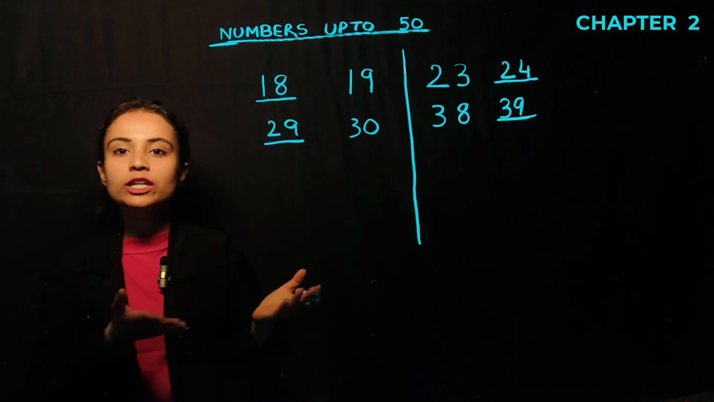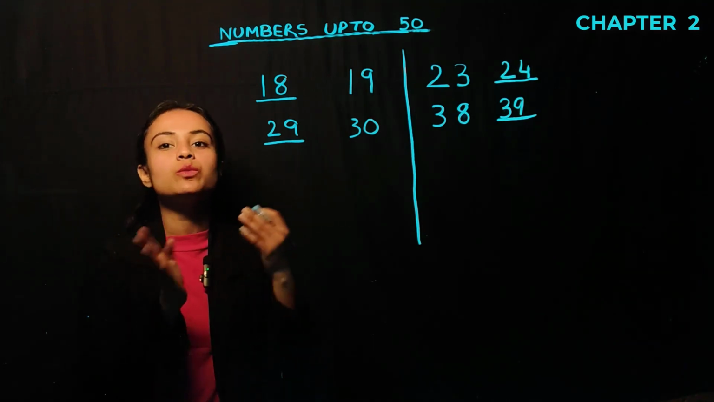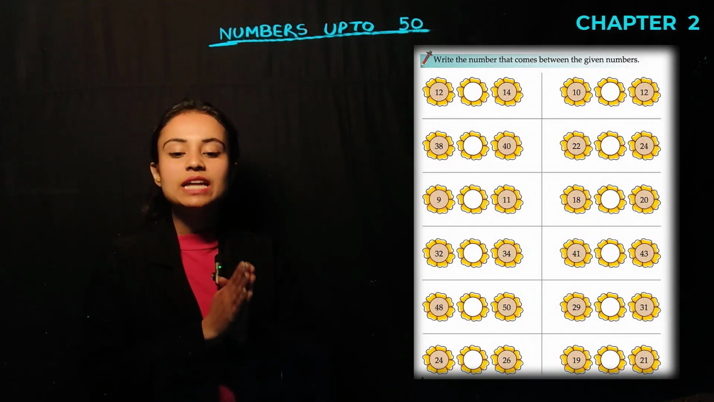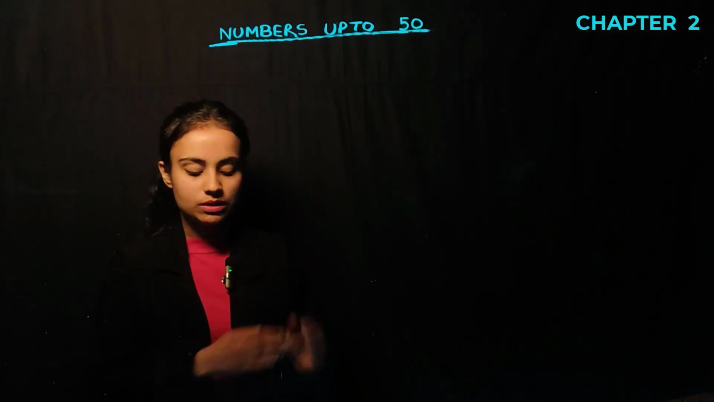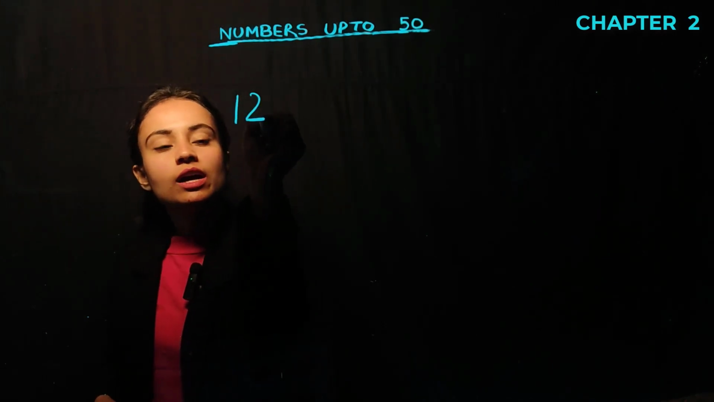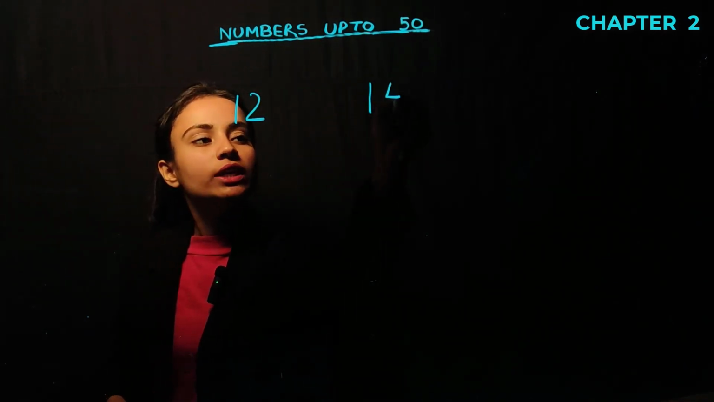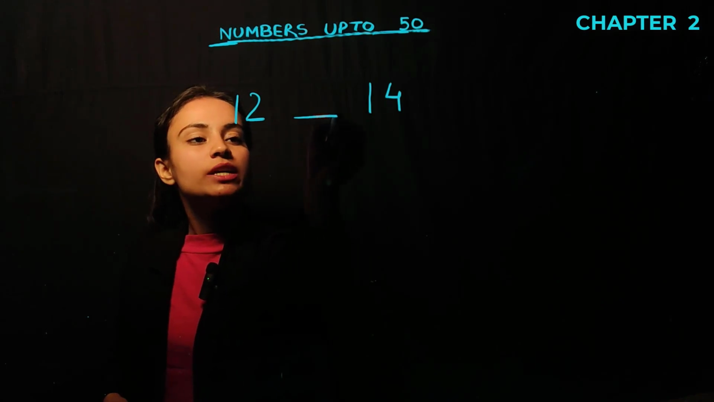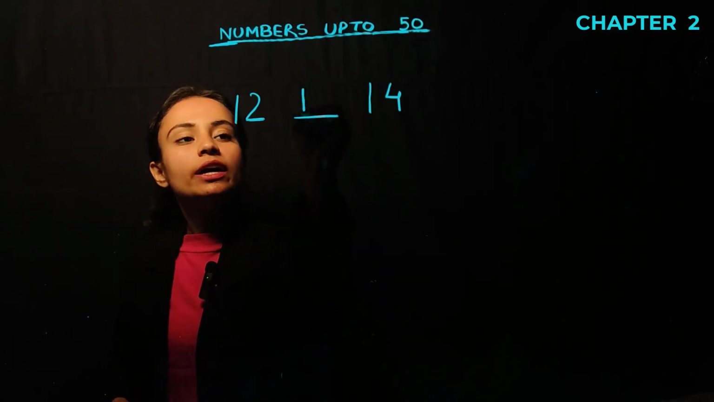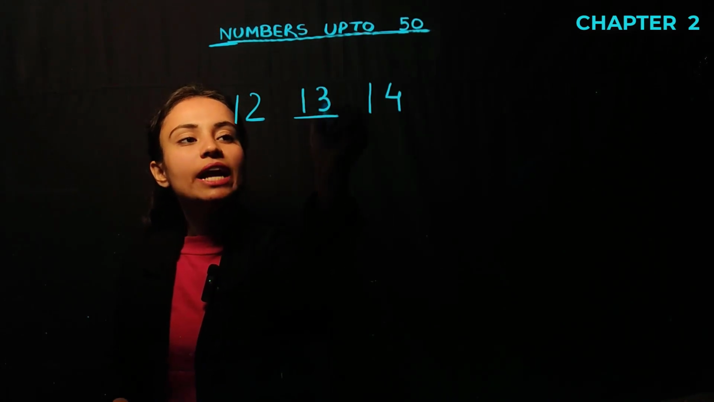So I hope you can do both of them, what comes before and what comes after. Let's see another question. Write the numbers that come between the given numbers. In the first part, here it is 12 and here it is written 14. We have to write which comes in between them. We know between 12 and 14, it comes 13. So we'll write 13 here.